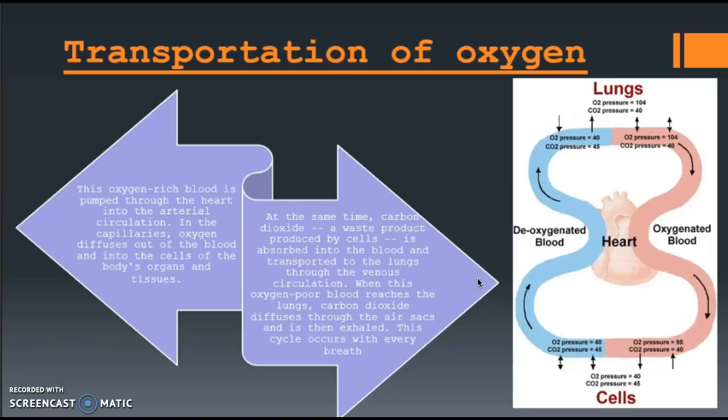So when the oxygen poor blood reaches the lungs, the carbon dioxide diffuses through the air sacs and is exhaled. And this cycle occurs every time we breathe. So here shows the oxygenated blood going from the lungs into the heart and out to the muscles, and this shows the deoxygenated blood going through the heart and back up to the lungs.